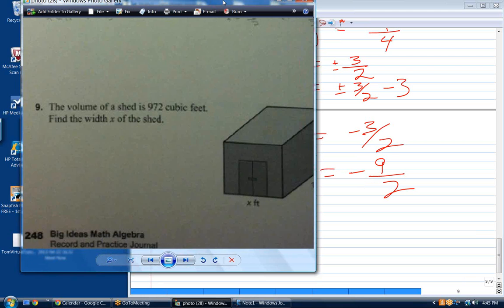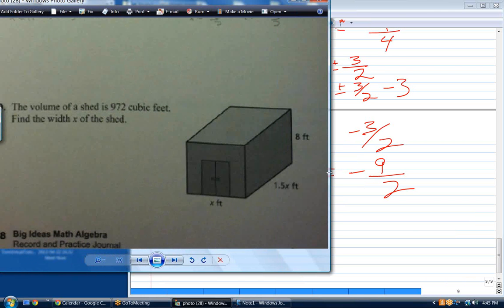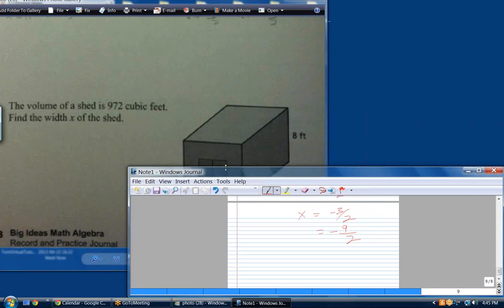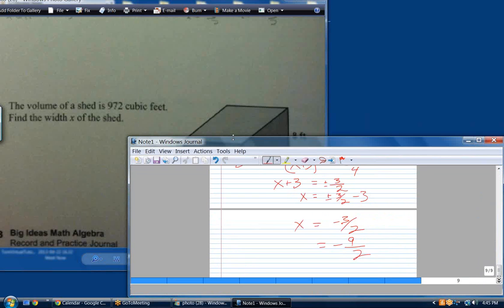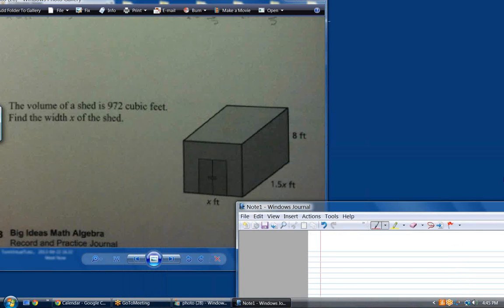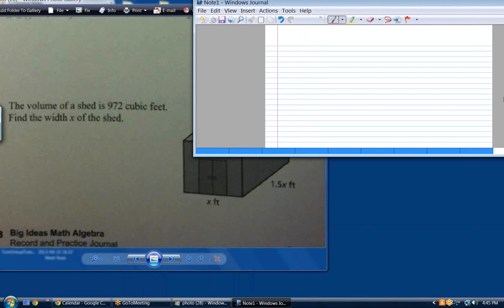Number 9. So what is the formula? Hold on a second. What is the formula for the volume of a rectangular shed? What's the general formula? For volume of a rectangular solid. You always want to start these problems out by writing the general formula. That's the secret, I think. So what's the volume of a rectangular brick? Length times width times height.